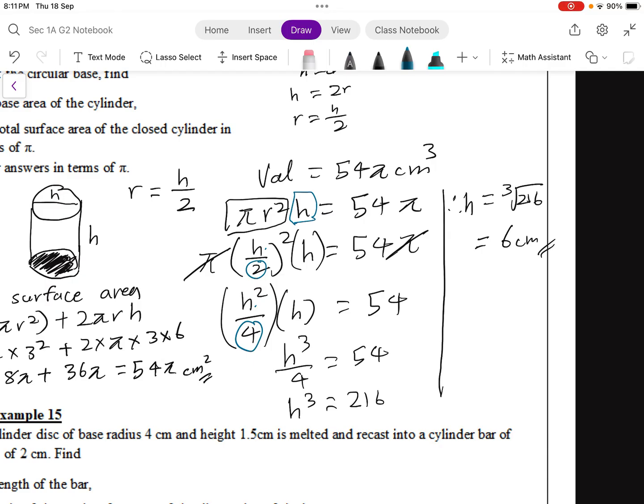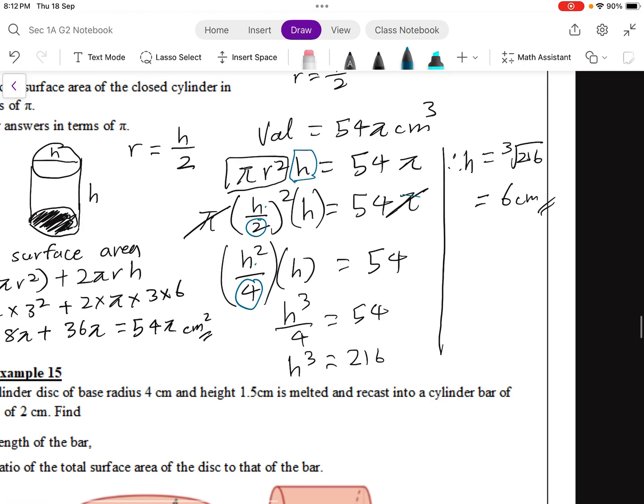Because there's pi on both sides, we can divide by pi on the left and divide by pi on the right, and cancel. But we cannot cancel the rest. So now h squared times h is h to the power of 3, because h times h times h. So h cubed over 4 equals 54.